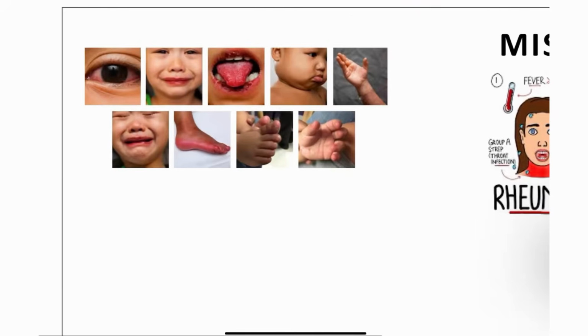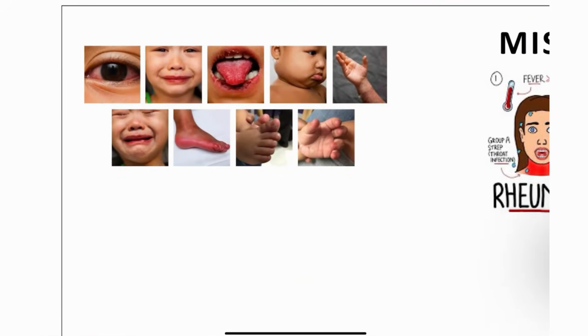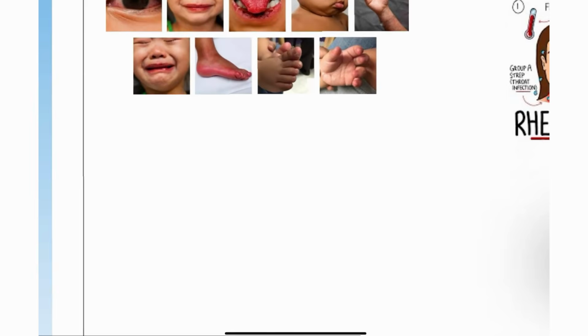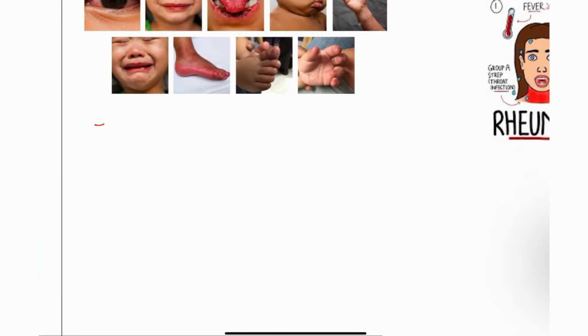Next, moving on to the diseases here. This is known as Kawasaki disease, right? In Kawasaki disease, what is the most important thing that you have to remember? This is known for the medium size vasculitis. Okay, this is known for the medium size vasculitis.